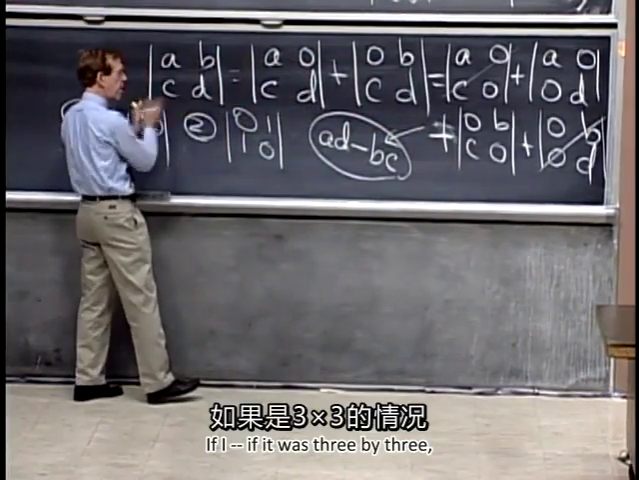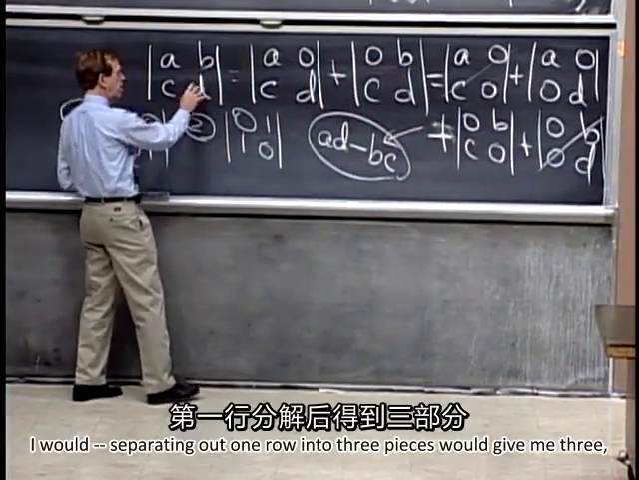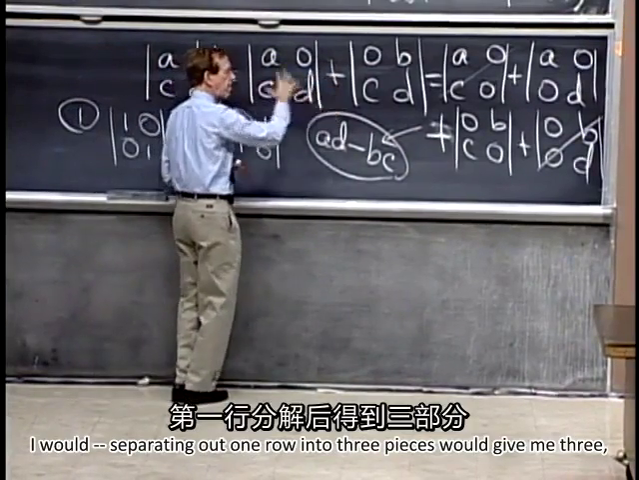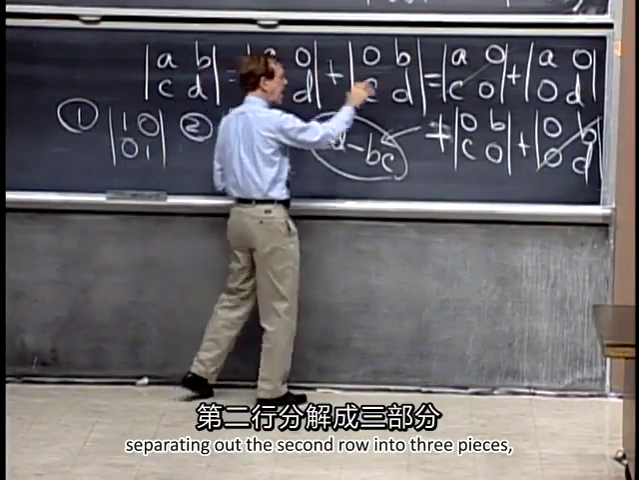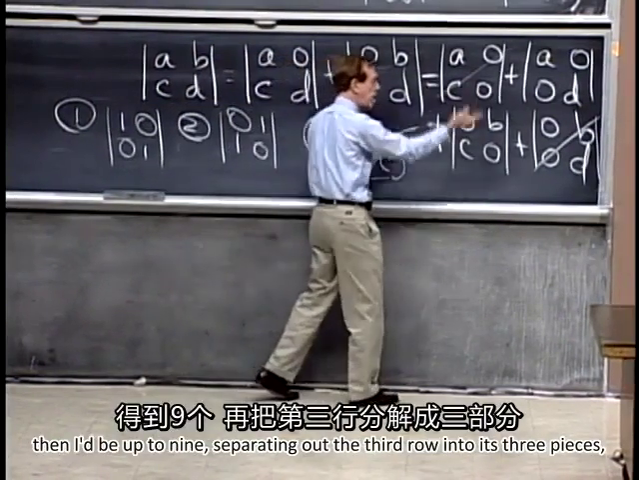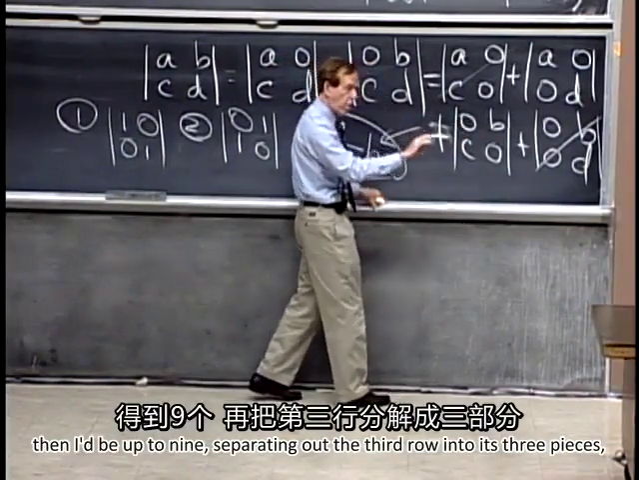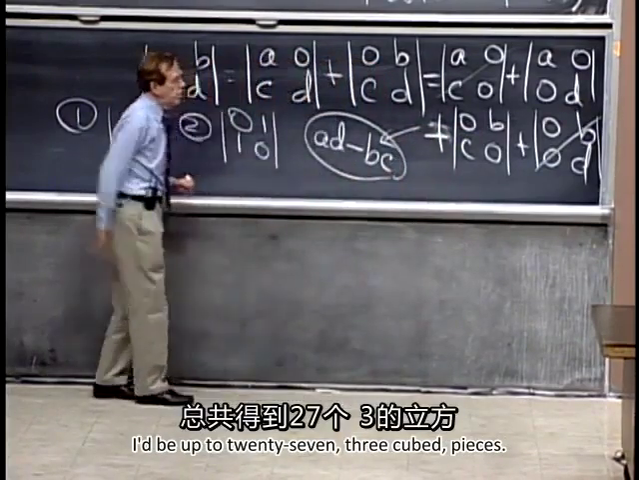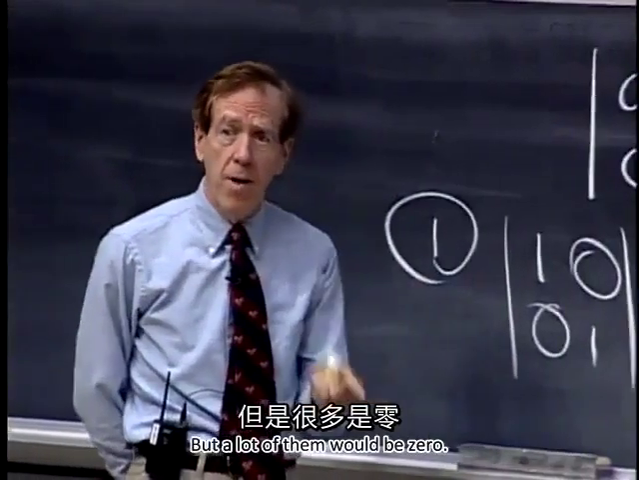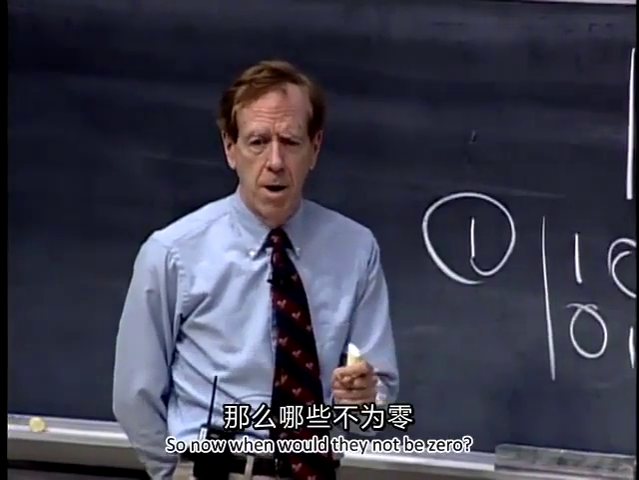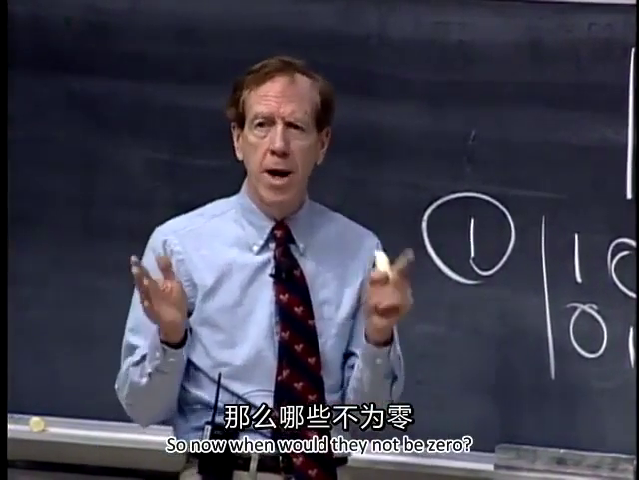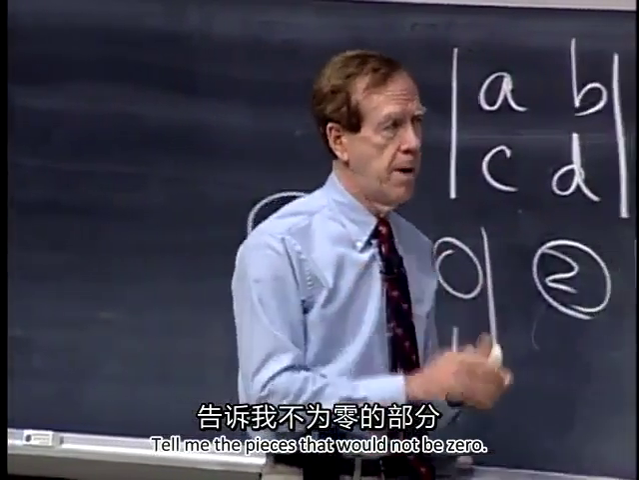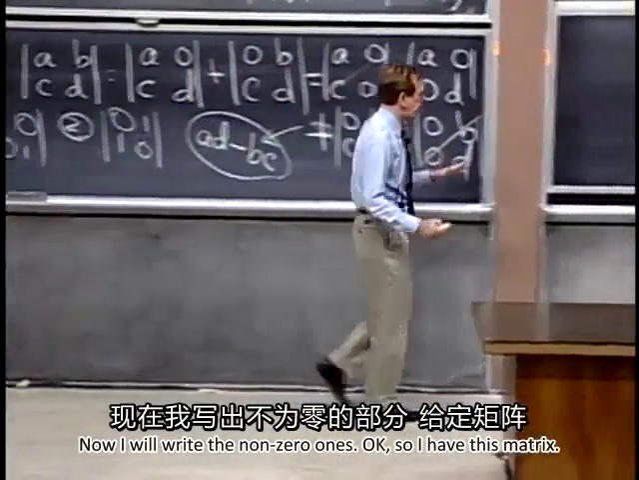If it was 3 by 3, separating out 1 row into 3 pieces would give me 3. Separating out the second row into 3 pieces, then I'd be up to 9. Separating out the third row into its 3 pieces, I'd be up to 27, 3 cubed pieces. But a lot of them would be 0. So now, when would they not be 0? Tell me the pieces that would not be 0. Now I will write the non-zero ones.